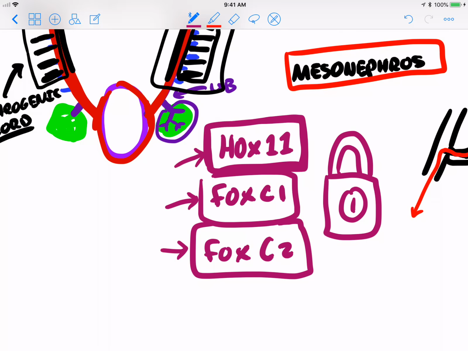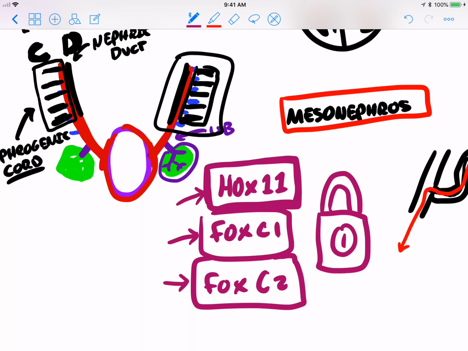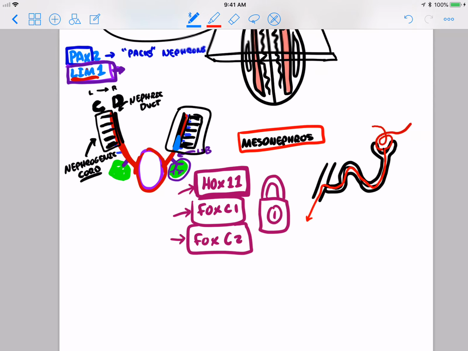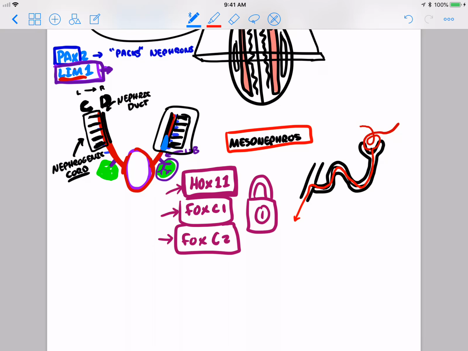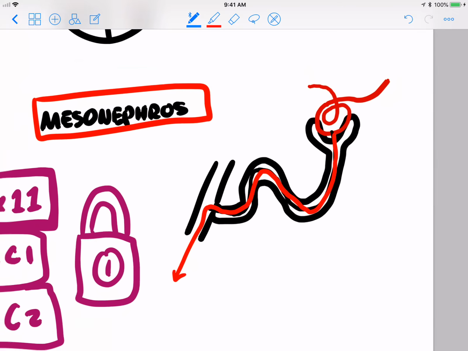And while this is happening, from the mesonephros, we're getting this little outpouching called the genital ridge, and that's later going to develop into the genital system. But we're not going to concern ourselves too much with that right now. So we talked about the development of these tubules over here.